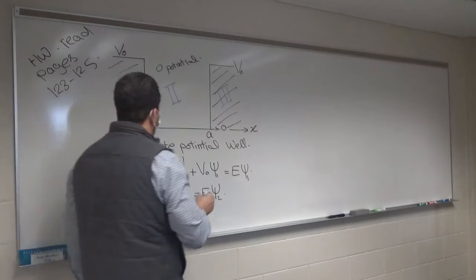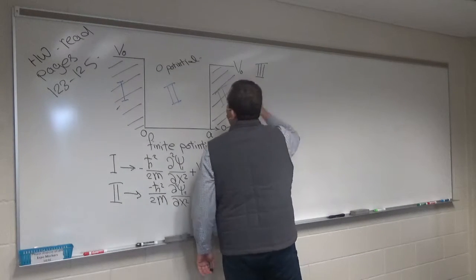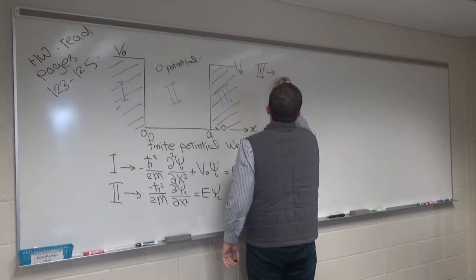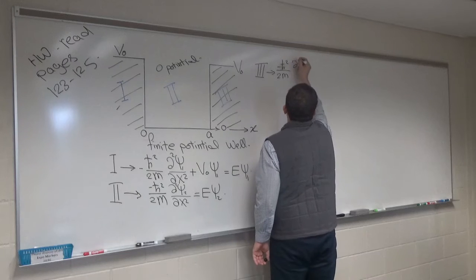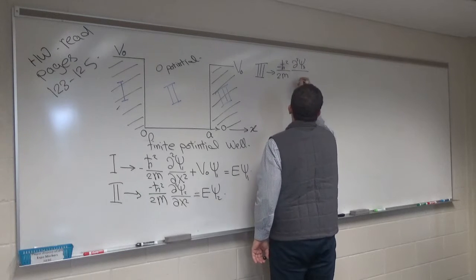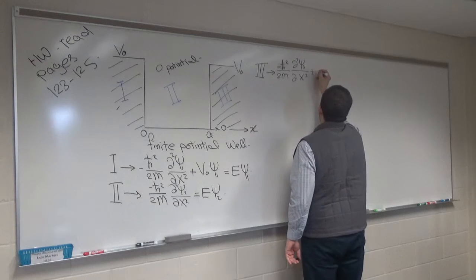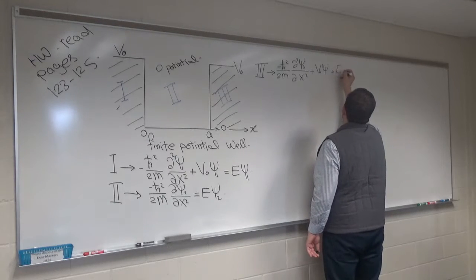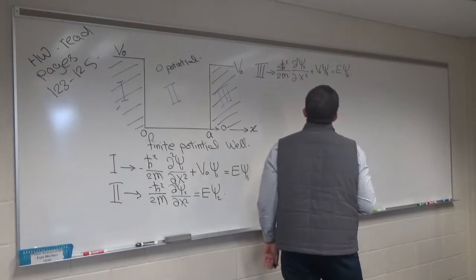And then we write the third equation for region number 3 right here, which is exactly like the Schrödinger equation for region 1. So it will give me here minus h bar squared over 2m, and I have partial squared psi 3 over partial x squared, and here we have plus V0 psi, and that's equal to E times psi. This is psi 3.